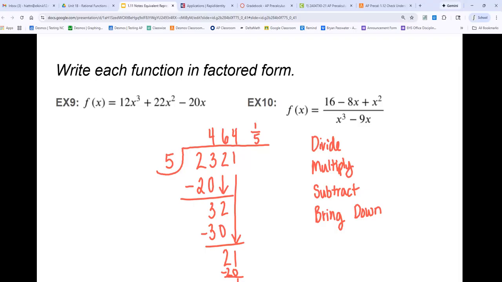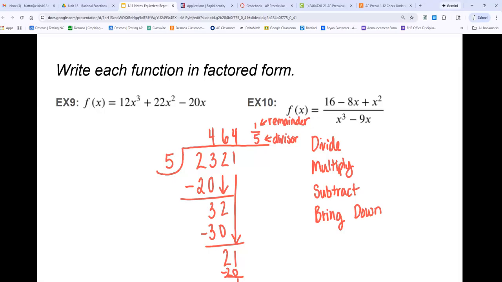For that, this is how we want to treat it when we're using variables, right? We're gonna write this as whatever the remainder is over the divisor, which is the number you're dividing by, right?